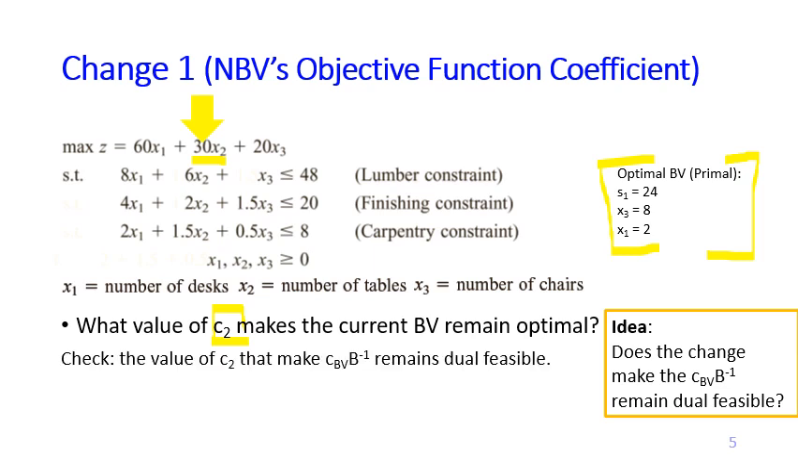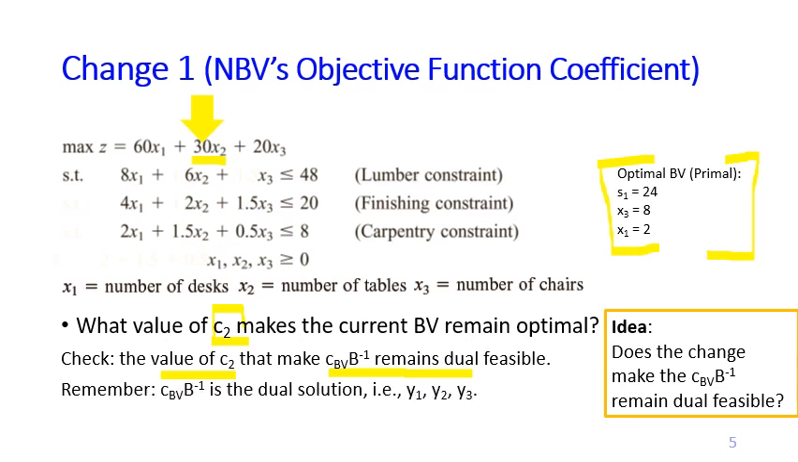So this is what we're going to do. As I've said before, we check the values of C2 that keep the CBVB inverse dual feasible. Remember that CBVB inverse is actually the dual solution. So y1, y2, y3, they are CBVB inverse. So we are going to use this to do the checking.